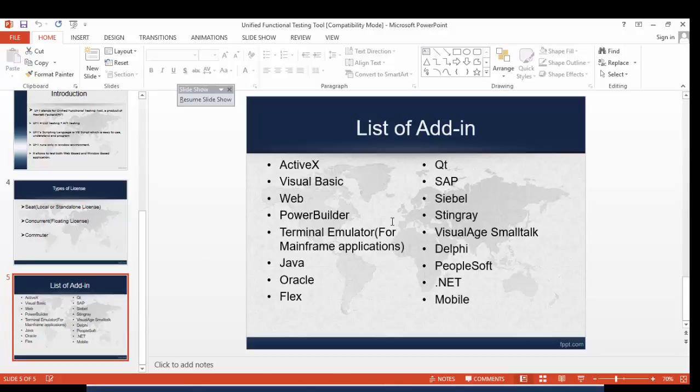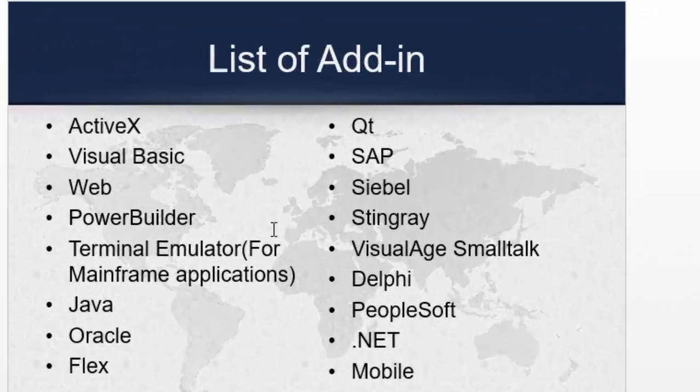These are all the sample add-ins provided by the present version. You can see ActiveX, Visual Basic, Web, PowerBuilder, Terminal Emulator, which is mainly used for mainframe applications. Like this we have lots of add-ins, and the present version has the mobile add-in also, so we can do mobile testing. On the left side are the add-ins I have already worked with. So if you have any doubt on this type of application, you can post me your queries and I can come back to you with the solution.